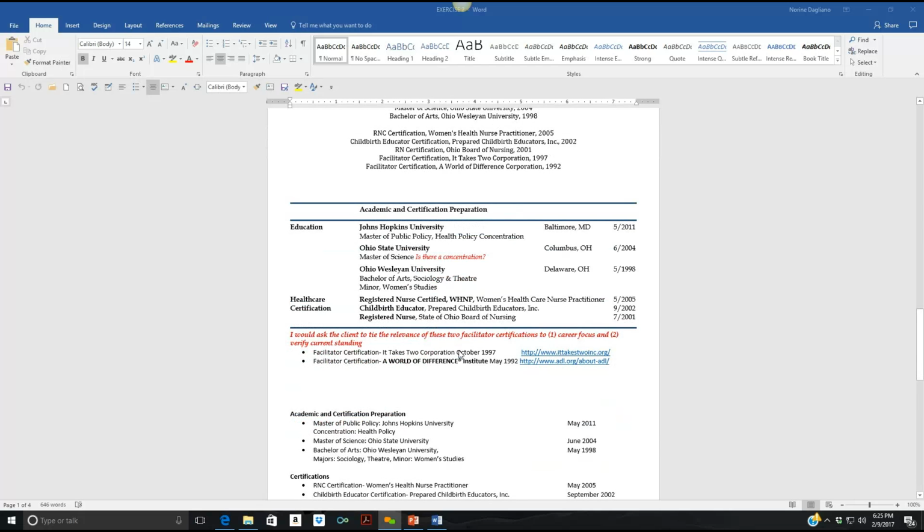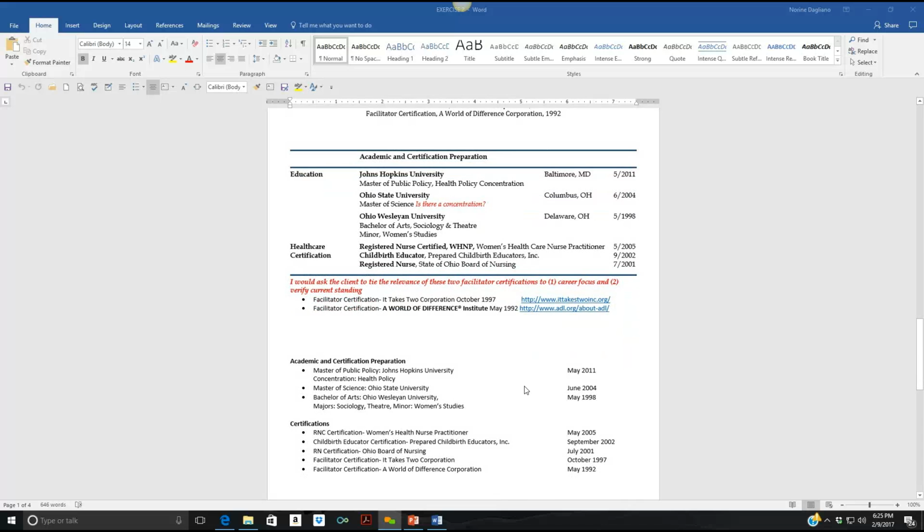And then this writer is saying, I would ask the client to tie into the relevance of the two facilitator certifications. Again, some good critical thinking, because there is a question about, well, what does that mean? For those of us that are not familiar with this particular client or the occupation, it does beg the question, what is a It Takes Two corporation certification? So I think this writer brought up some good points that are worth exploring.